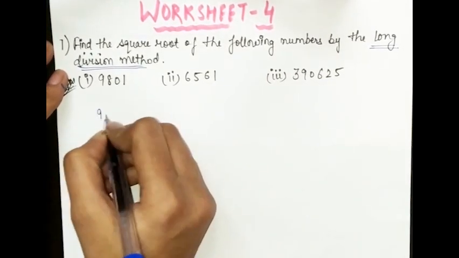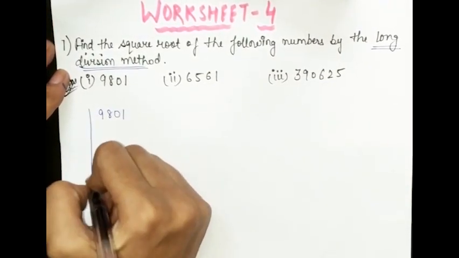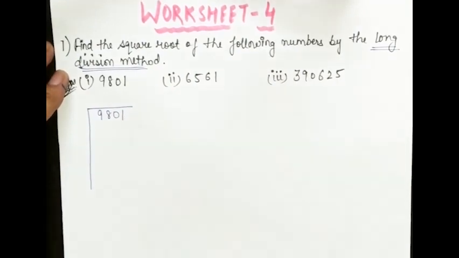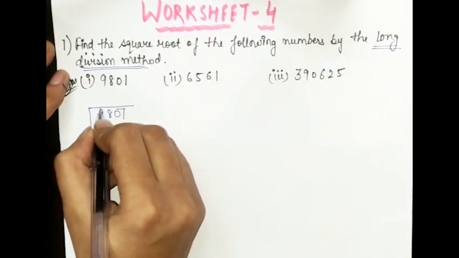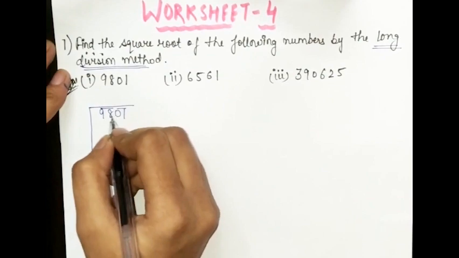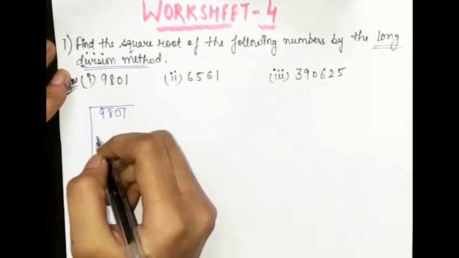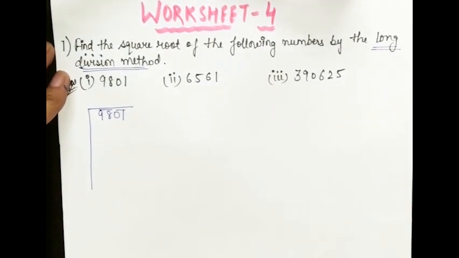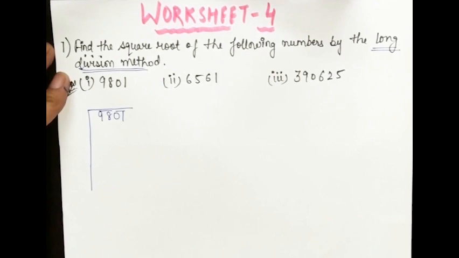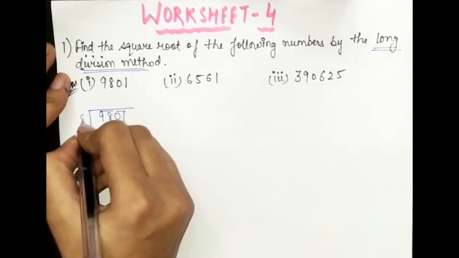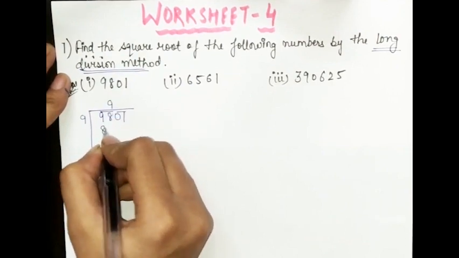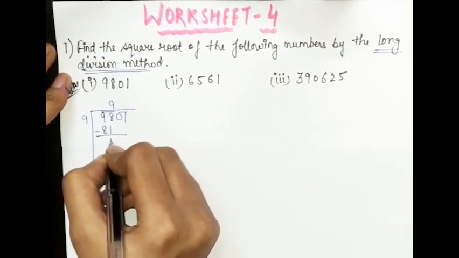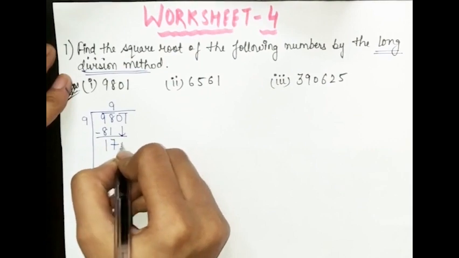First, you all know that you have to make pairs: 98 and 01. Now, what is smaller than 98 that is a perfect square? That is 9, because 10 10s are 100, so 9 9s are 81. So here you will write 17 and bring down 01, means 1701.